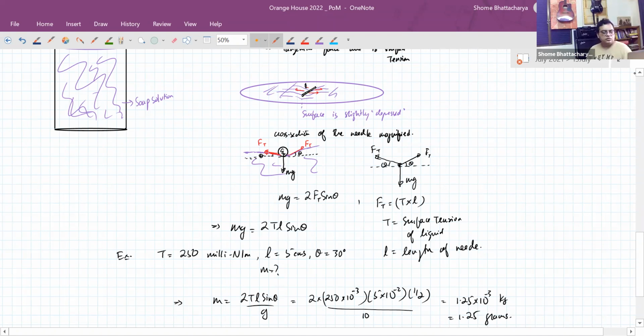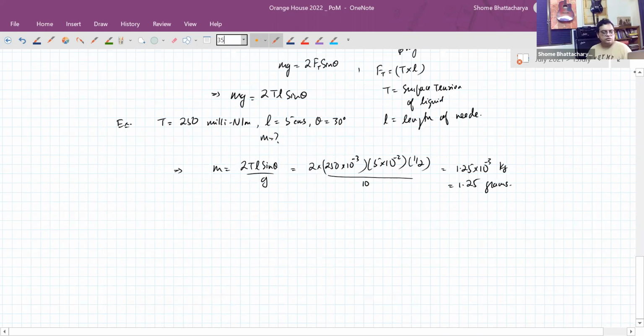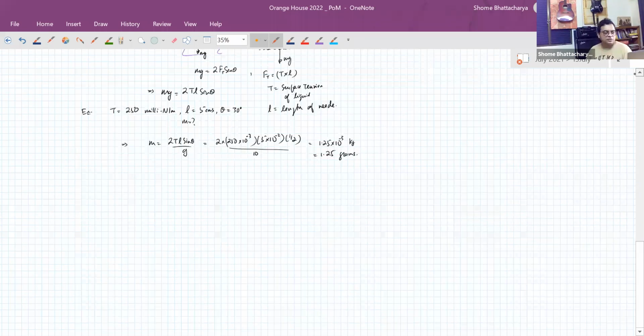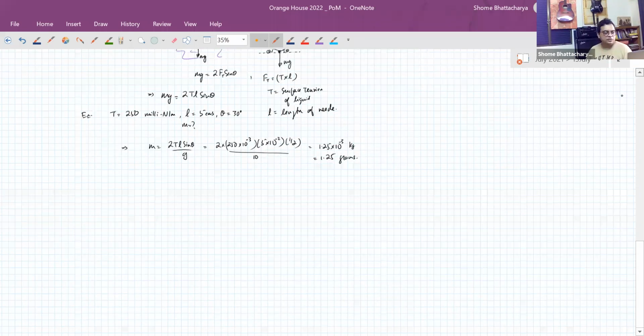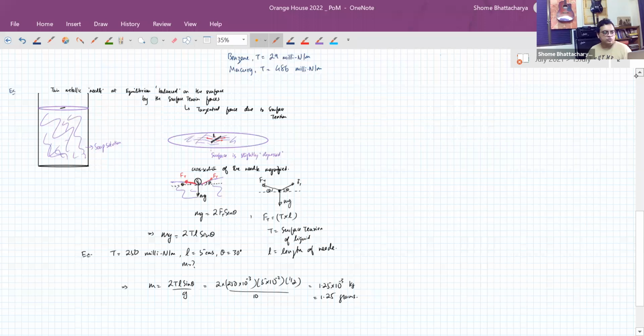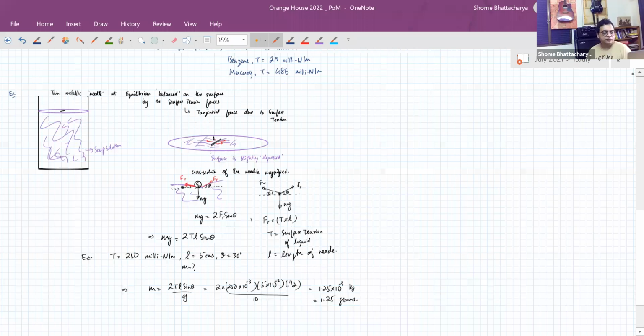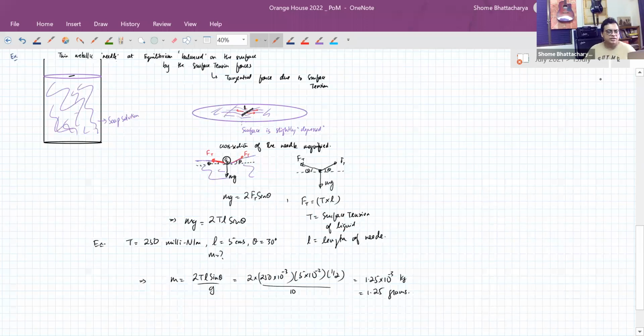So this is an example problem which is not just about numerical practice, but also gives you an idea about how a surface can apply elastic forces on a material because it has that property of being elastic itself. It acts like a thin membrane which has elasticity, the ability to stretch and apply elastic force as a result of that.